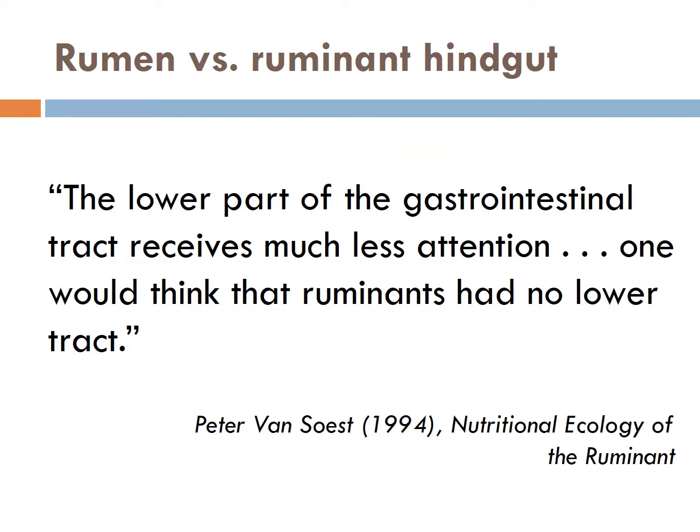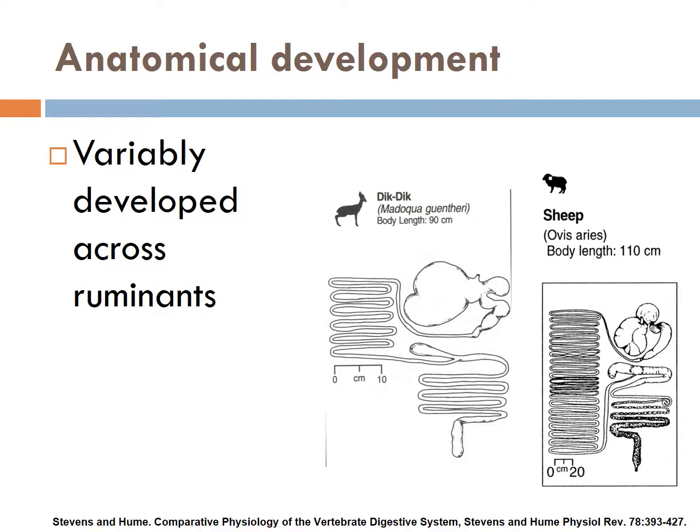Peter van Soest commented that the lower part of the gastrointestinal tract receives much less attention than the rumen. One would think that ruminants had no lower tract. Today we'll discuss what little is known about the ruminant hindgut. The hindgut is variably developed across ruminants. We saw these 2 figures before. The dik-dik, the small African antelope for example, has only a very small cecum. The sheep, by contrast, has a very large cecum, and quite a bit of digestion can occur there.